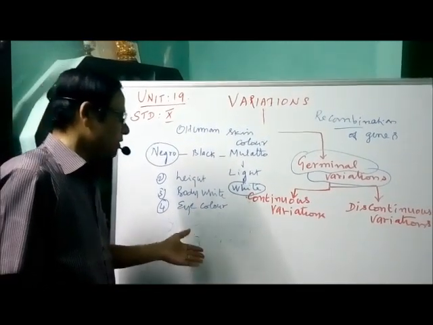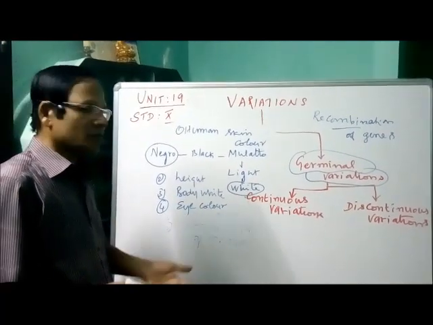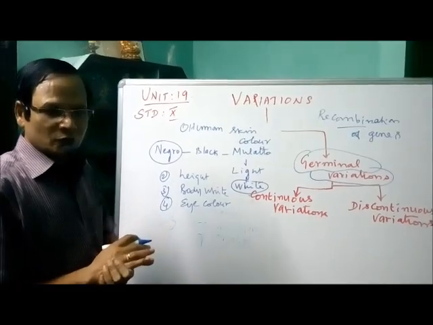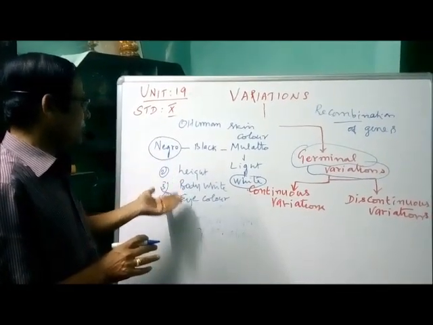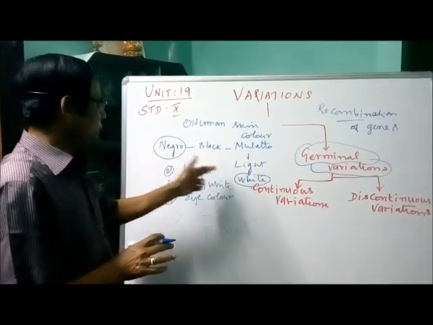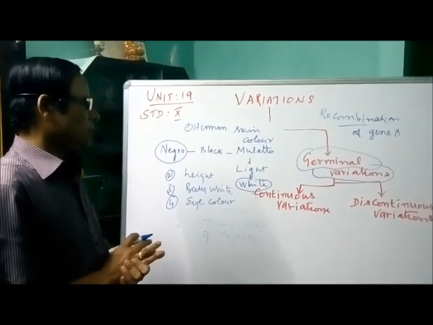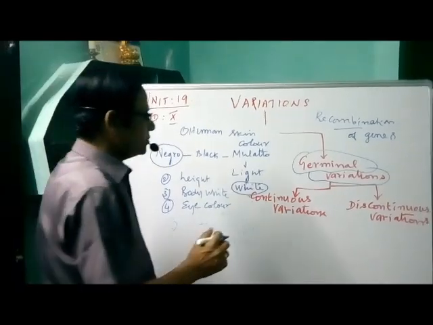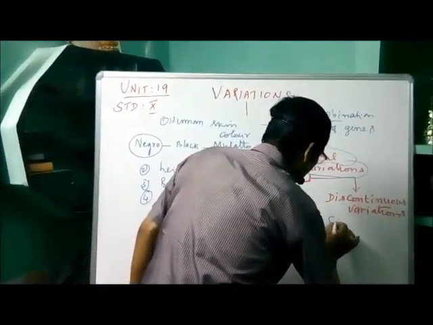So continuous variations are small variations. They are also called fluctuating variations. They occur in individuals by the accumulation of such variations. The examples are height, body weight, eye color, and human skin color. And between the two extremities, we have intermediate forms. So what do you mean by discontinuous variations? Now the discontinuous variations occur by sudden change.